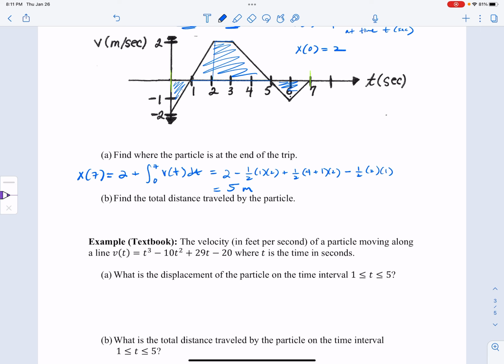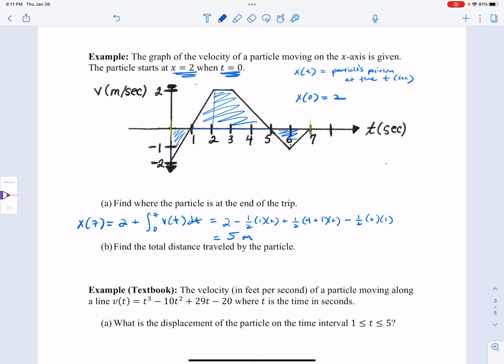So the total distance traveled by the particle, we'd want to add up the magnitude that the particle is going to the left, plus the magnitude of the distance of how far the particle is traveling to the right, and then to the left.